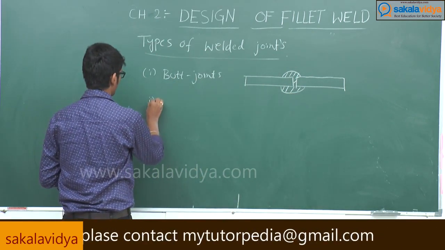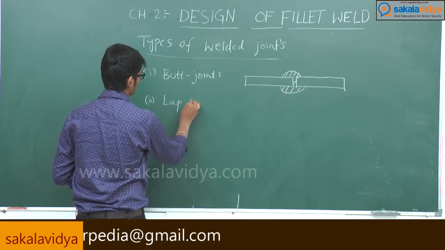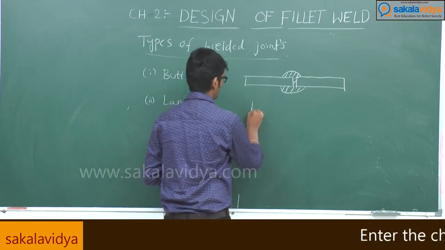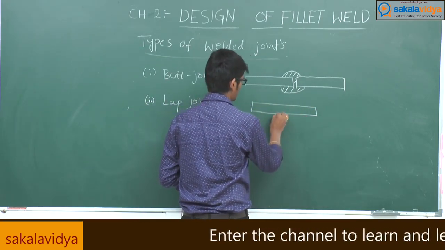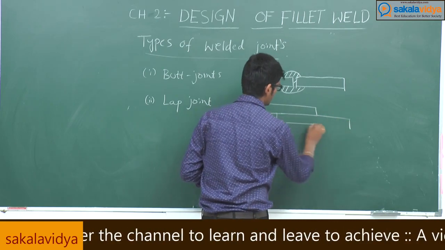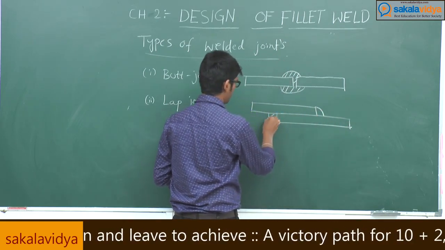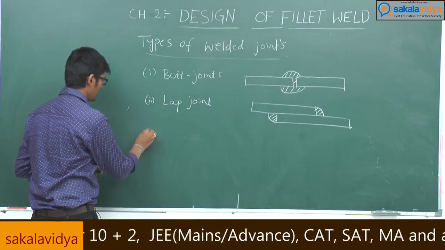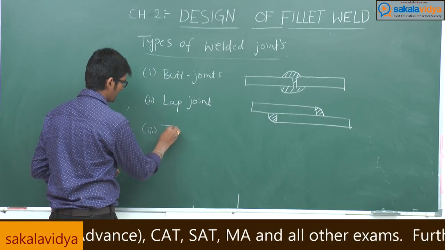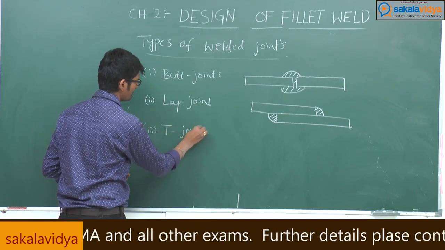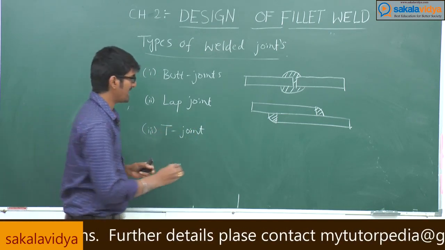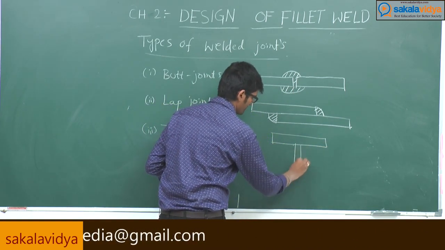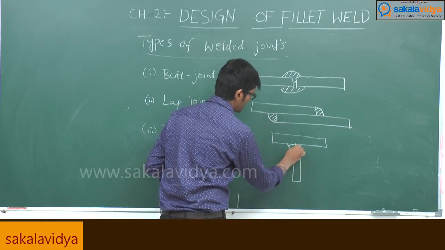The second one is the lap joint. What is meant by lap joint? When they overlap each other. This is a plate and this is also a plate. When welding is done here and here, this is called a lap joint. And the third one is the T joint. When the two plates are placed in the form of a T, this is called a T joint.